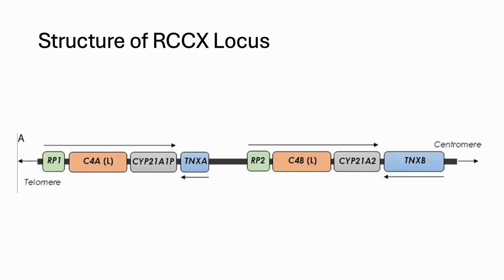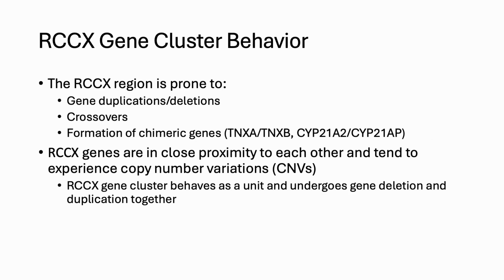So here's the structure of the RCCX locus, containing 2 segments and spanning centromere to telomere. The arrows indicate the orientation of the open reading frames of the genes. The RCCX region is prone to different mutations as well as formation of chimeric genes, and the genes in the cluster are close to each other and have the tendency to go through copy number variations, which causes the cluster to behave as a unit and go through mutations together.